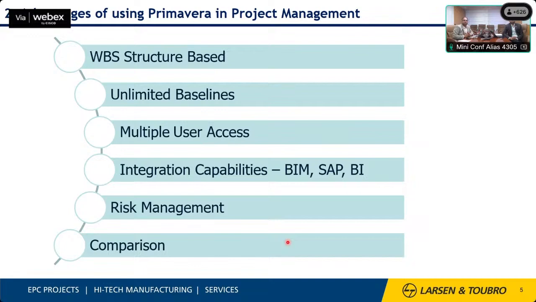These are the main advantages of using Primavera. It is WBS structure based, so programs can be divided in a structural division, and we can assign unlimited numbers of baselines. It can be used by multiple users at the same time, and it has integration capabilities with other utility software like BIM, SAP, business intelligence tools like Power BI, and other risk-related tools, and comparison with the baseline schedules. These are the main advantages of using Primavera.